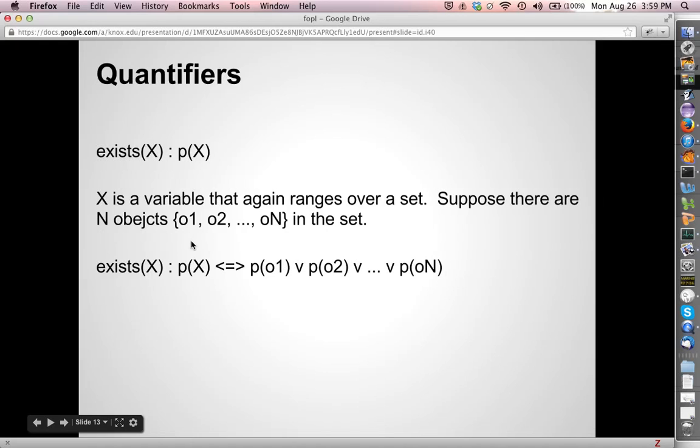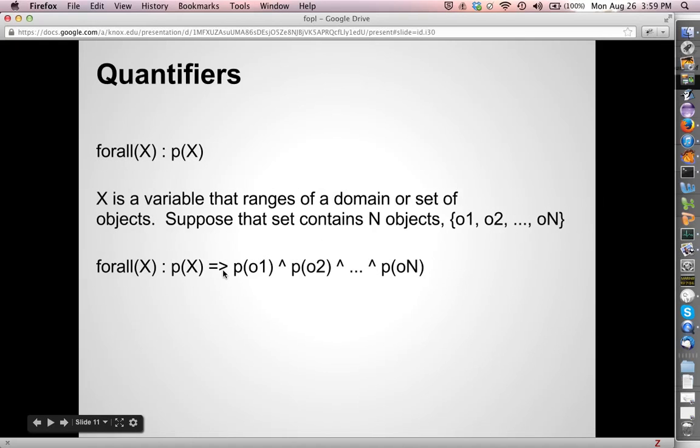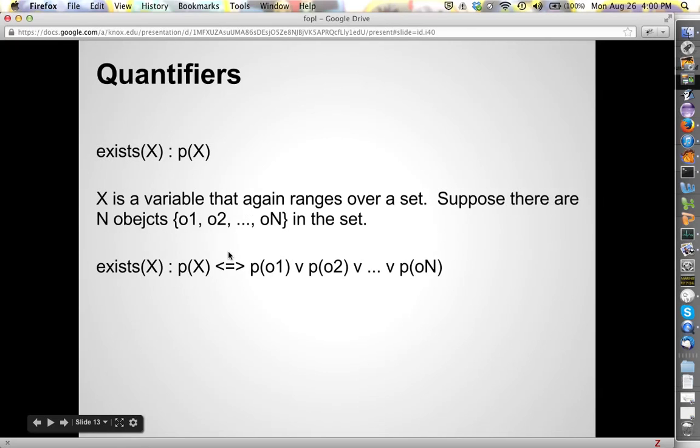I should mention there's actually an error on this slide. This should be the double arrows. It should be the biconditional. It shouldn't just be that this implies that. It should also be that the right side implies the left side, as you can see here.